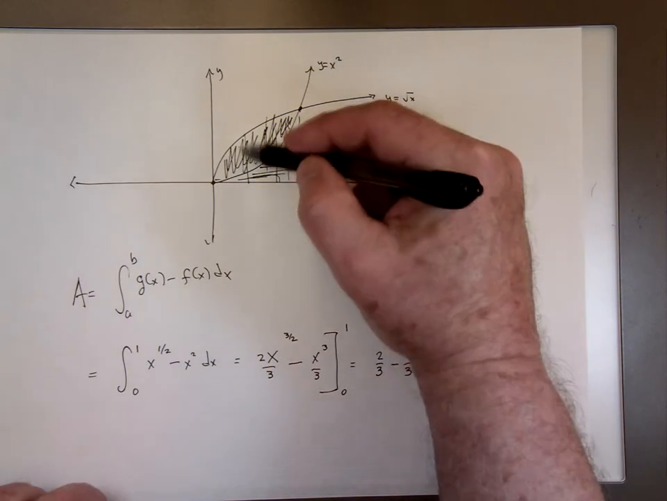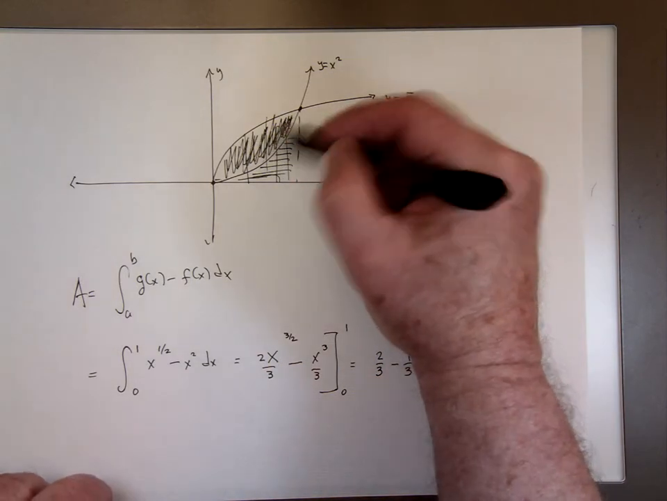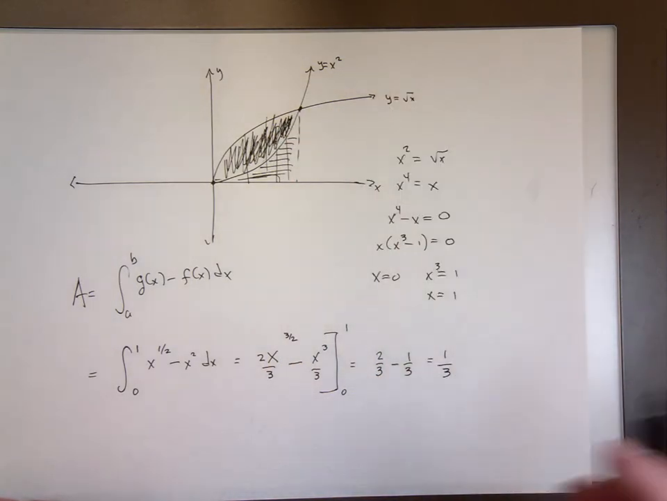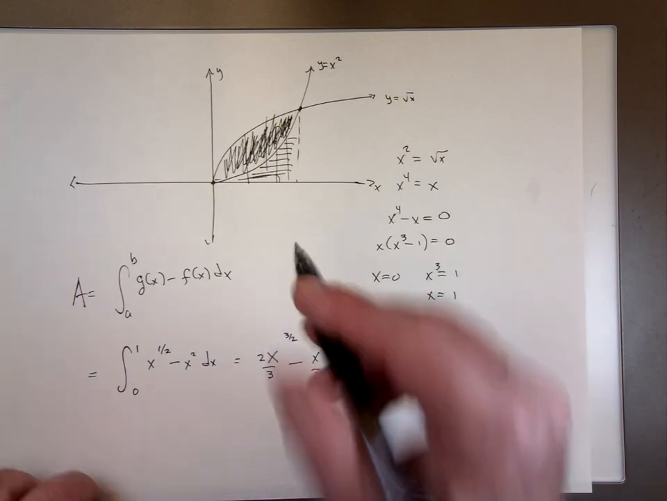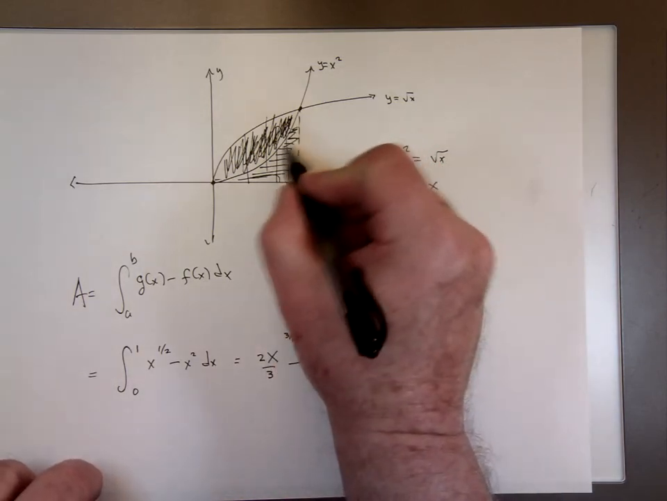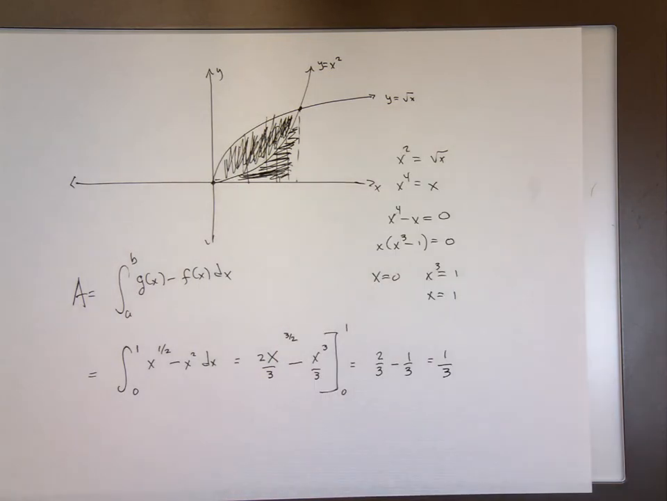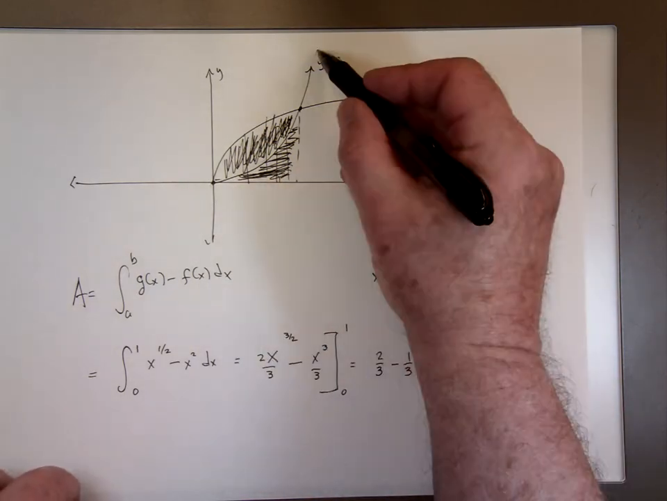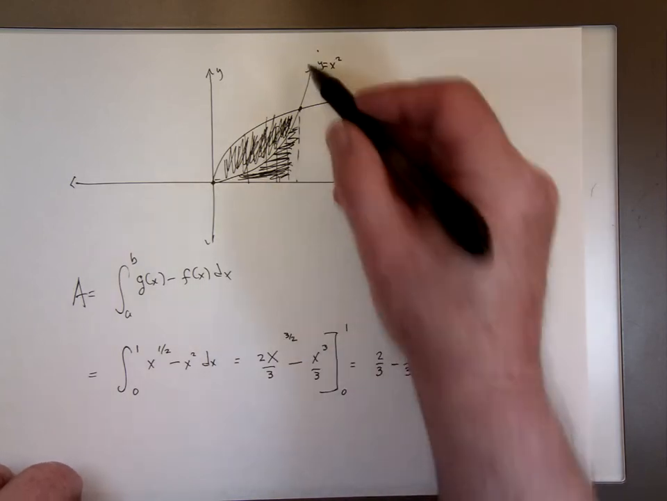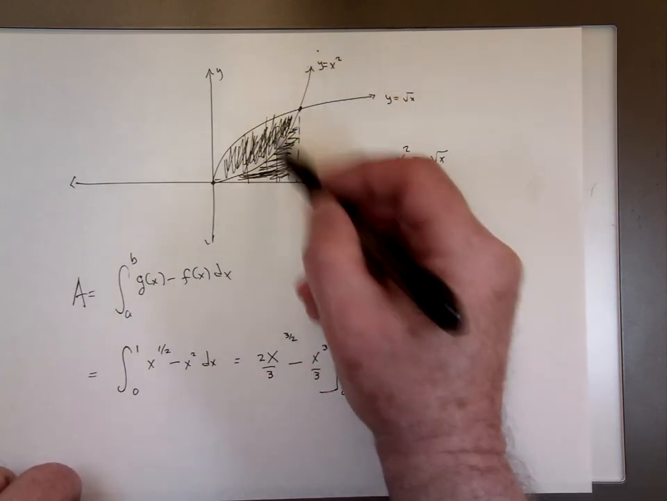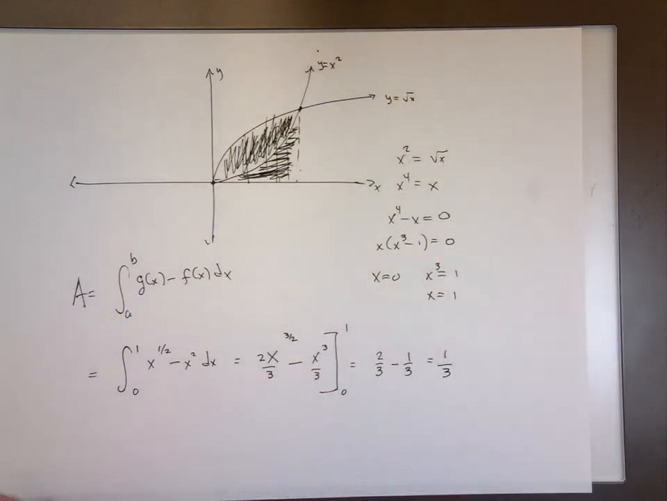which, interestingly, is exactly what this area is. Kind of cool, that this curve cuts in half the area underneath the square root of x. There's 1/3 up there, and there's 1/3 down here. It's kind of interesting, I think. All right, but anyhow, that's what it is.